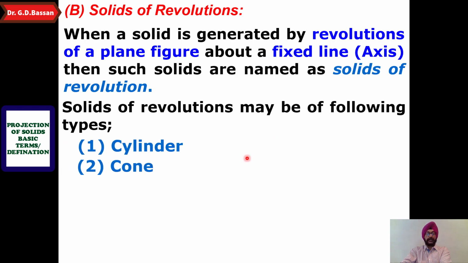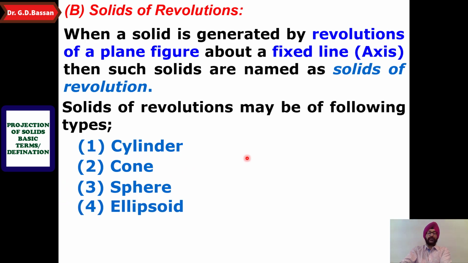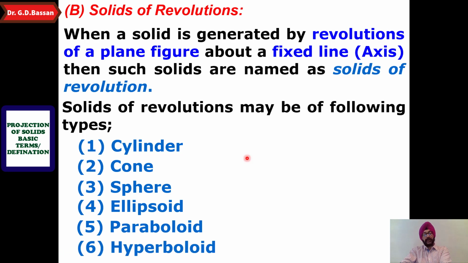One is a cylinder, another is a cone, third is a sphere, fourth is ellipsoid, fifth is paraboloid, sixth is hyperboloid. Okay, so out of these we have to mainly consider the cylinder and cone. Now let us take one by one. What do you mean by a cylinder?